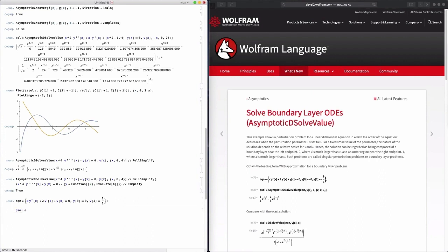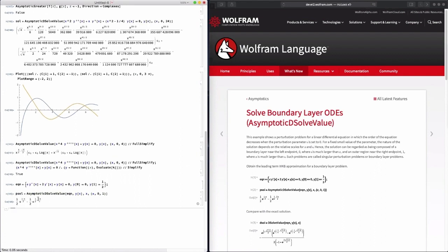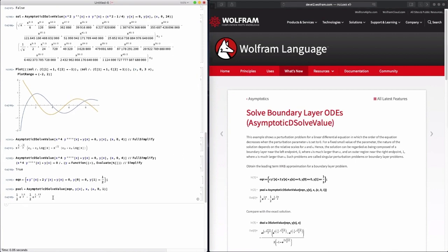So if I say P sol equals asymptotic D sol value of this equation and y of x, x. So this says, right, our independent variable is x. We want to solve for y of x, and our perturbation parameter is epsilon, and we want to expand around 0 and ask for one term in the expansion. So this term has no epsilon, this has one term in epsilon, so there's our one-term expansion.